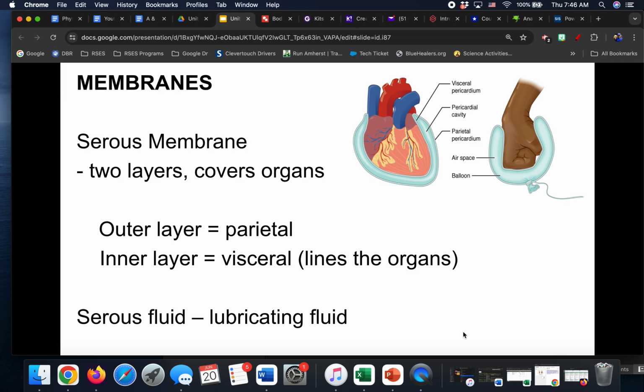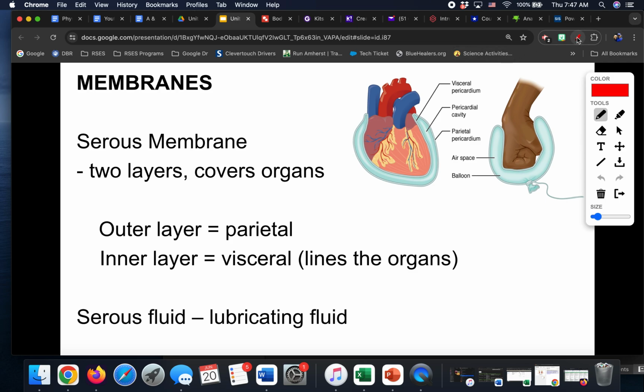Last thing we're going to talk about today are membranes. Serous membranes have two layers and they cover all of your internal organs. Think of it like a balloon. Your hand in this picture is the organ, and it pushes down in the soft cushioning balloon which surrounds it to protect it. So the serous membrane is there to protect your internal organs.